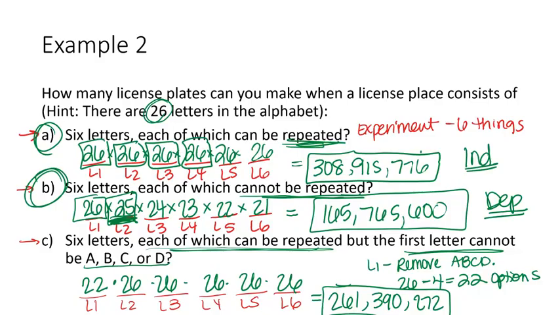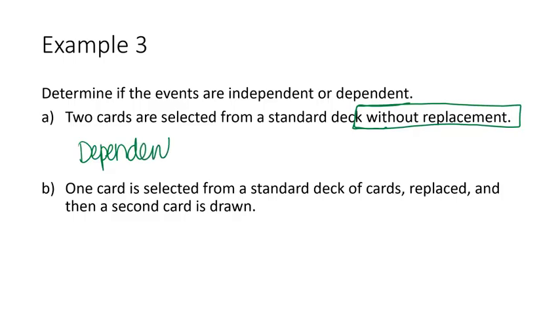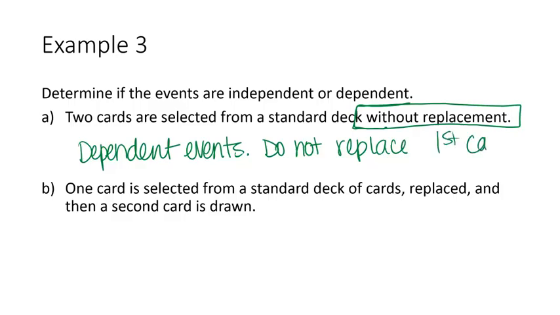So let's have a couple of examples on that. Example 3 is just asking, are we independent or are we dependent? A, 2 cards are selected from a standard deck without replacement. This would be considered dependent events, because if you do not replace the first card, that changes the deck when you go to select a second card.